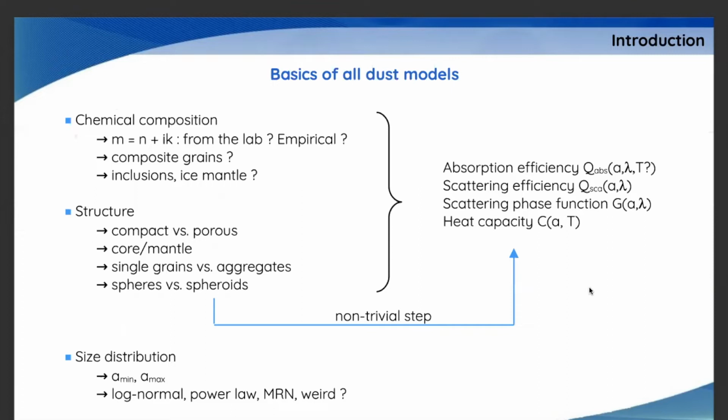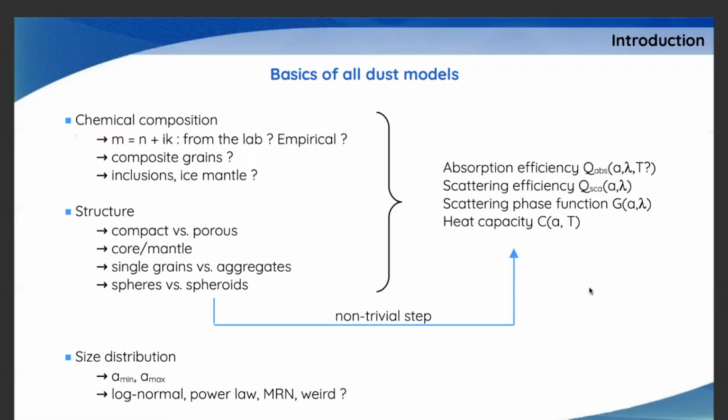And then you have to give a structure to your grains. So they can be compact, they can be porous, they can have mantles, they can be single grains, they can be aggregates, they can be spheroids. So they can be any shapes. And this is, again, a choice you have to make. And of course, you have many ways of describing a single shape. So for instance, I have many ways of describing a sphere. So that's another source of uncertainty.